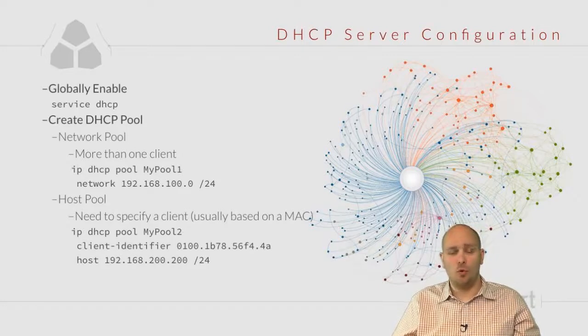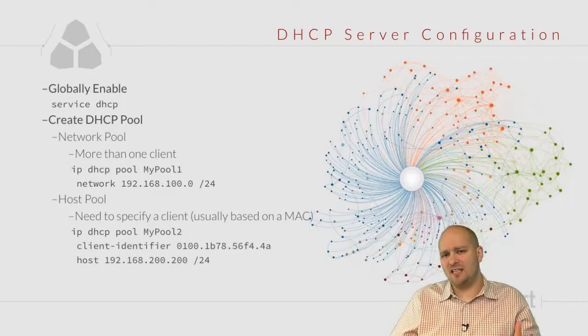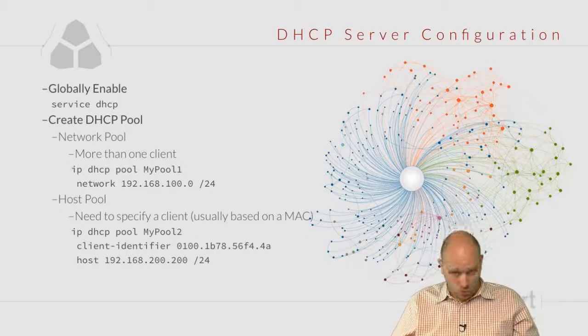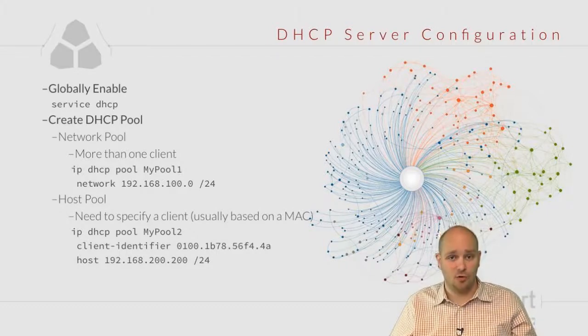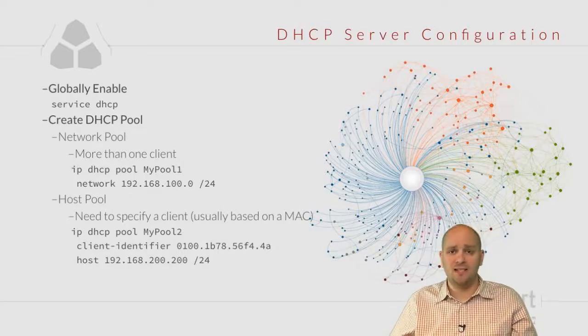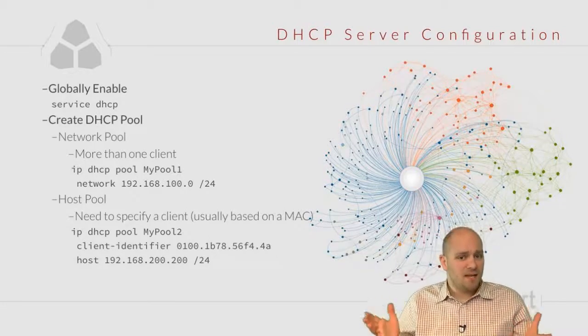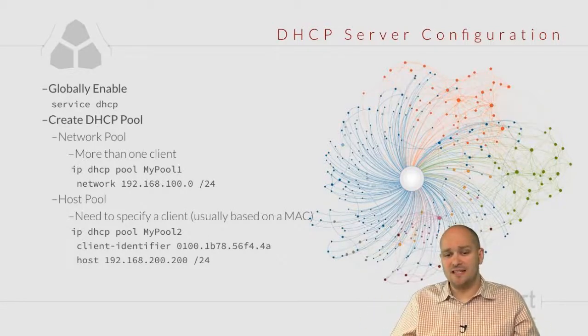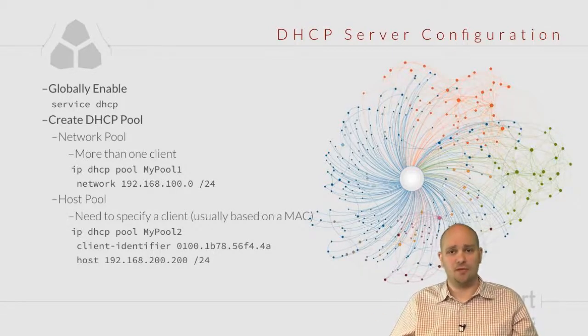That 1 byte more is at the beginning of this client identifier, and in 99.9, well, let me say, in all cases, it is going to be 01. It's a media type, media identifier, and 01 simply identifies the Ethernet network type. And then the next thing that we are going to do there is, instead of using the network statement, we are going to say host and then specify a particular IP address to use.